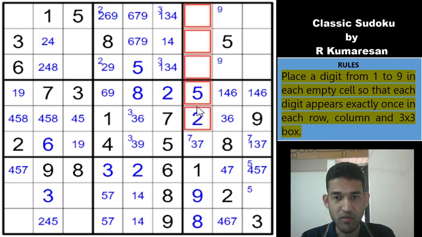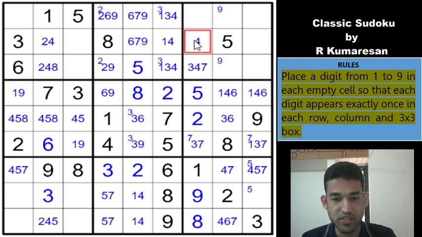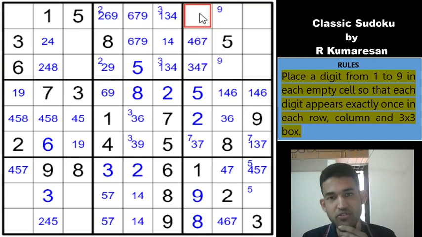Okay, let us look at column 7. 1, 8, 9, 2 and 5. So remaining digits are 3, 4, 6 and 7. A 6 here gives a 3, 4, 7 here, no 6. And this is not a 3, so 4, 6 and 7. And this would be 3, 4, 6 and 7. Okay, I am not writing 4 candidates.